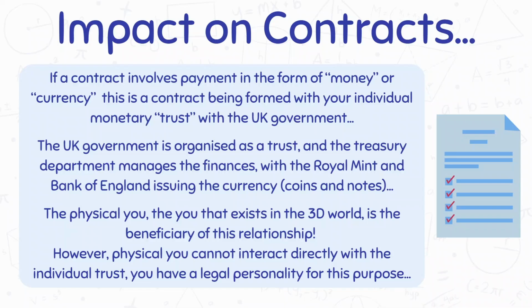The UK government is organized as a trust structure, and that's how they operate. And the Treasury Department are directly tasked with the management of the finances, having the Royal Mint and the Bank of England as the issuers of the legal currency. It is an important side note here as well that even the electronic money that you have, so the numbers in your bank account, well, those numbers, they represent the currency. So even those numbers, they just represent the legal tender coins and notes, right?